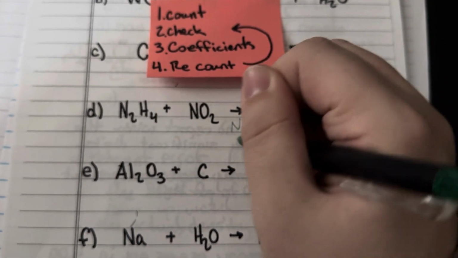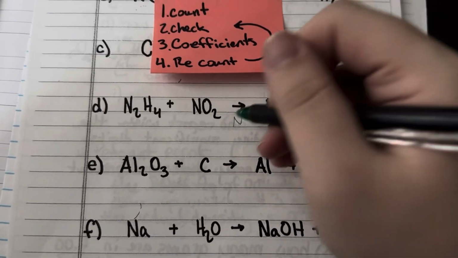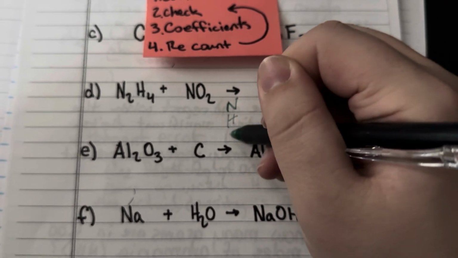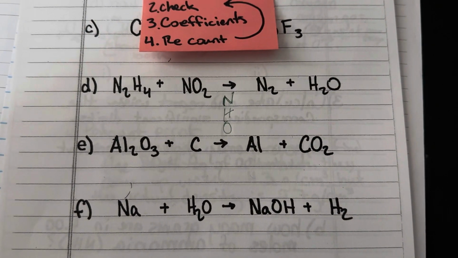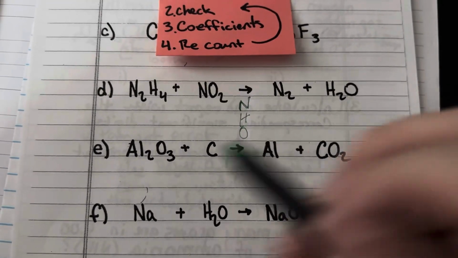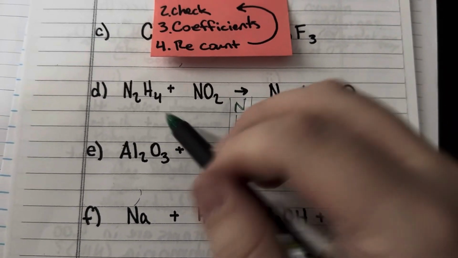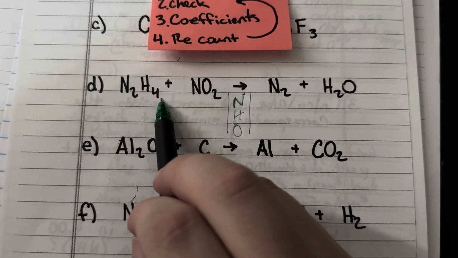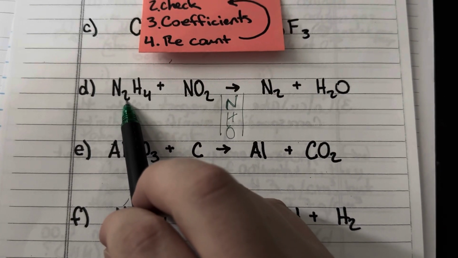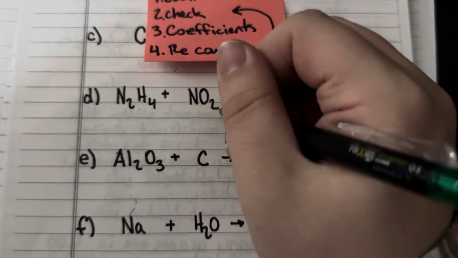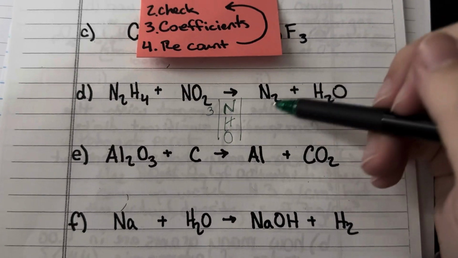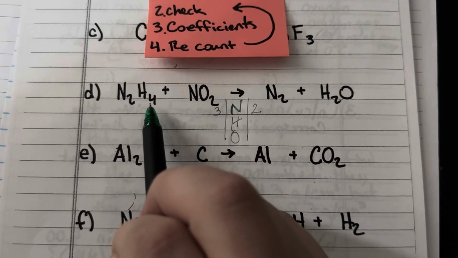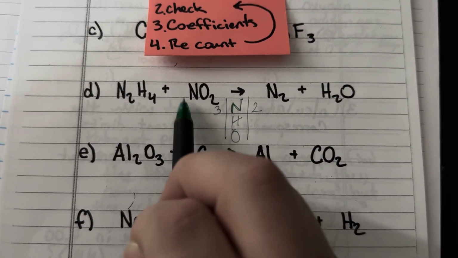So let's go down. We're going to write down what of each thing we have. So we got some nitrogen, we've got some hydrogen, we've got some oxygen. All right, now we're going to count. So there's 2 nitrogen from this dinitrogen tetrahydride. So there's 2 plus 1 make 3. Now we have 2 on this side, so we're going to write 2. Then we have hydrogen. There's 4 here. There's none from this guy, so it's just 4.